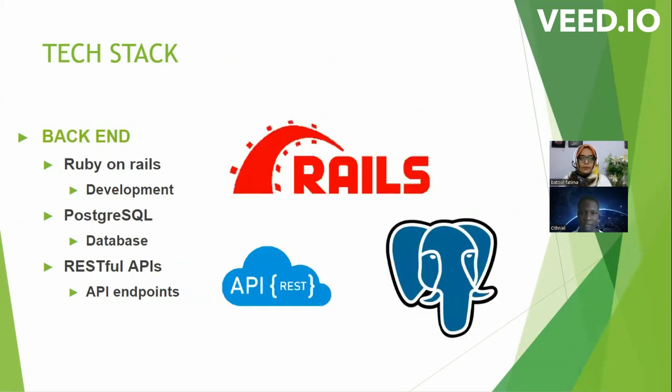Okay, for the tech stack on the back end, we use Ruby on Rails for development. Then we also use PostgreSQL for the database and database management. Then we use RESTful APIs for the API endpoints because we're connecting Ruby on Rails, so we have to use the API approach for that.